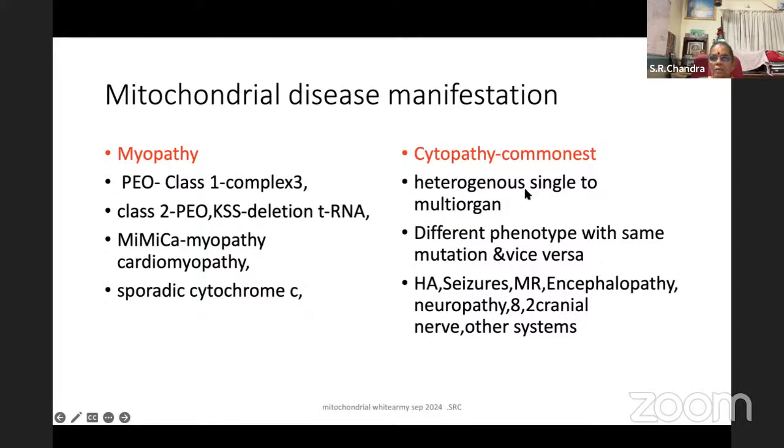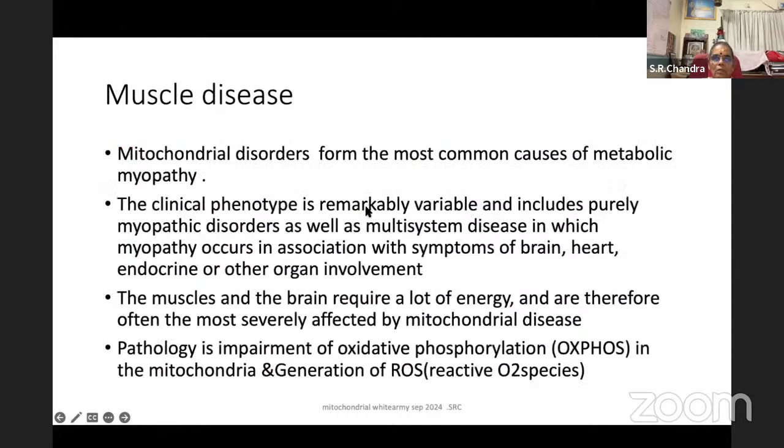So heterogeneous, single to multi-organ, different phenotypes with the same mutation or vice versa. The mutation may be the same, but clinically there may be different expressions. They present with headache, seizures, mental abnormality, encephalopathy, neuropathy, cranial nerves 8th and 2nd, and other systems. So mitochondrial muscle disease is the commonest form of metabolic myopathy. The clinical phenotype is remarkably variable and includes purely myopathic disorders as well as multi-system disease in which myopathy occurs in association with symptoms of brain, heart, endocrine and other organ involvement.